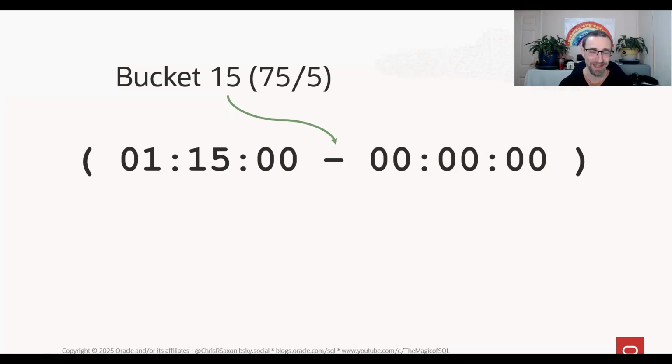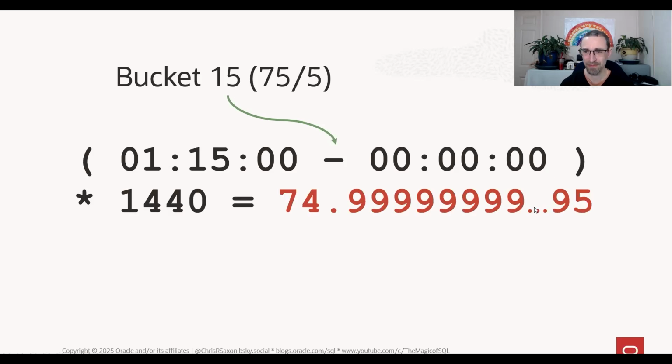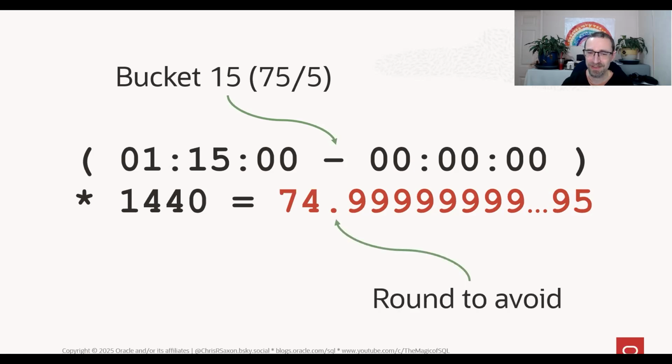So to convert that into minutes, we need to multiply that up by how many minutes there are in a day. And there are 1,440 minutes in a day, so multiply that up, and we'll get a number like 74.9999. Oh dear, oh dear. This isn't 75, I should say. And if we take the floor of that, if we round that down, you're actually going to end up in the wrong bucket. Ooh, okay. So you do need to do some rounding here to avoid this problem.